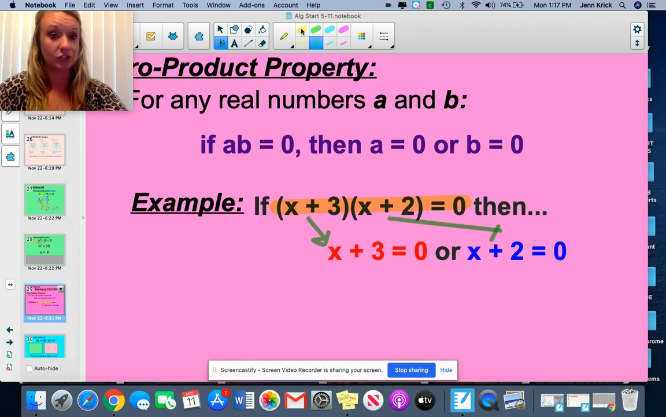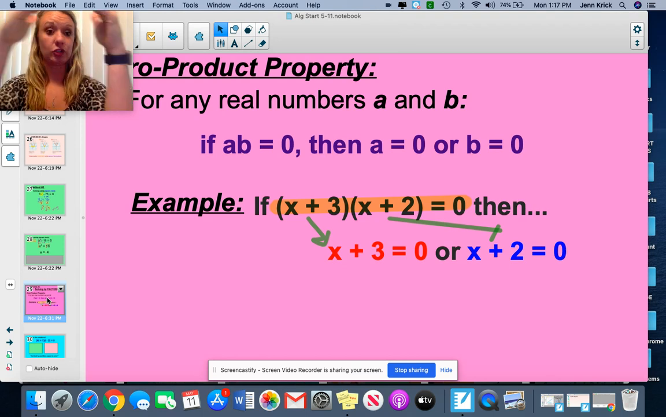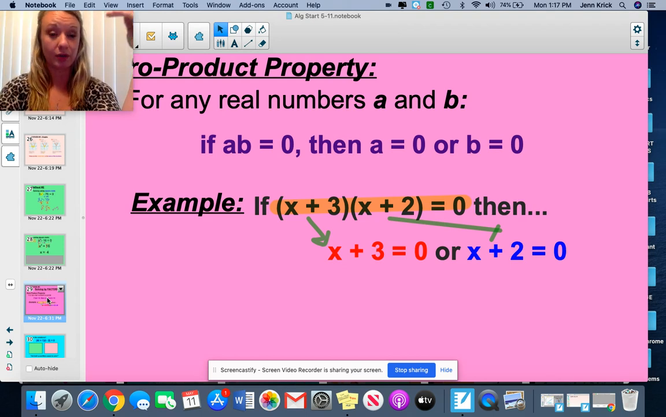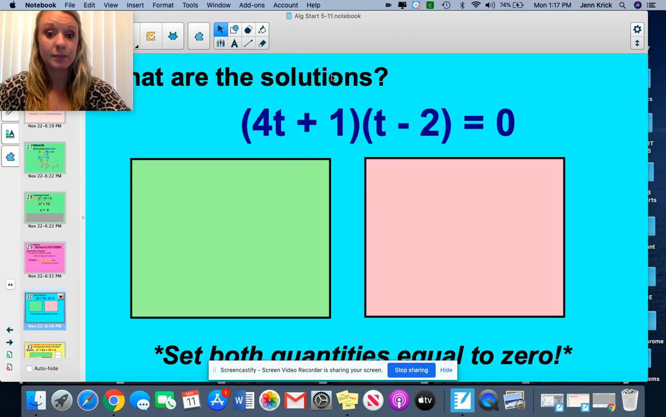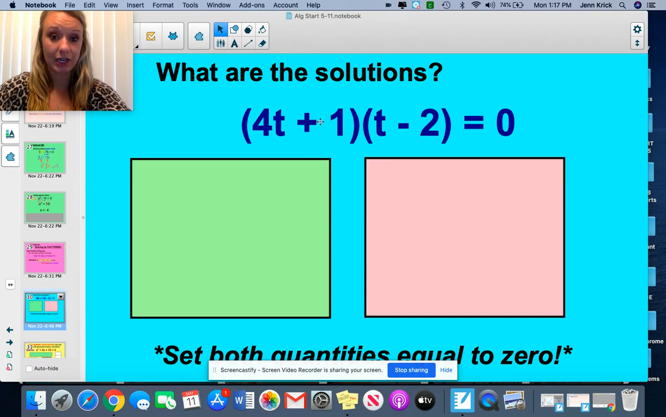And then you just solve it like that. So essentially what's going to happen is you'll be given a trinomial, which is in the form of a quadratic equation. You'll factor it, you'll set both binomials equal to 0, and then you'll solve. So let's pretend that I already factored the trinomial, and here's what I got. 4t plus 1, and then t minus 2 equals 0.